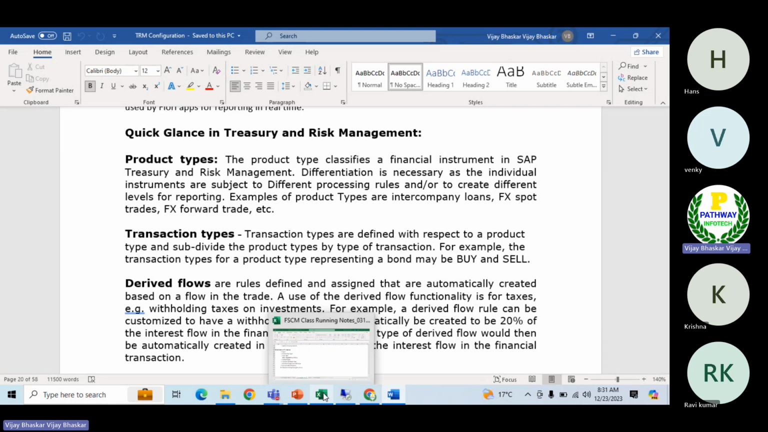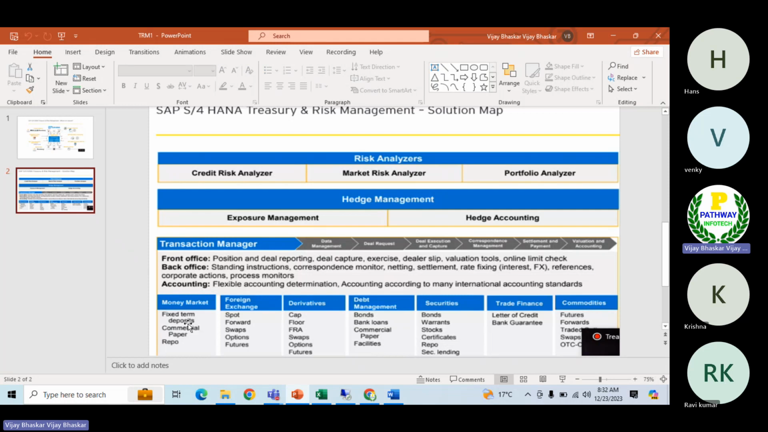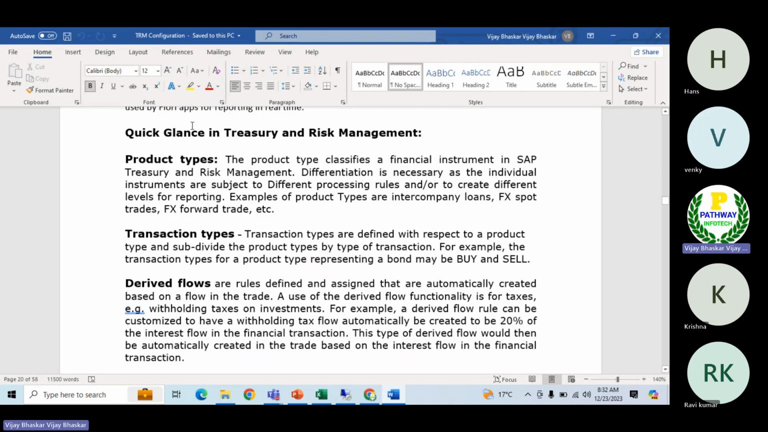So the product type classifies the financial instrument. In money market, I have different product types like fixed term deposit, commercial papers, facility. In forex, spot, forward. Then securities, derivatives. So the product type differentiates whether it is investments or borrowings, whether it is a fixed term deposit, money market related, security related, or derivatives related. It is going to classify the products, classify the instruments.